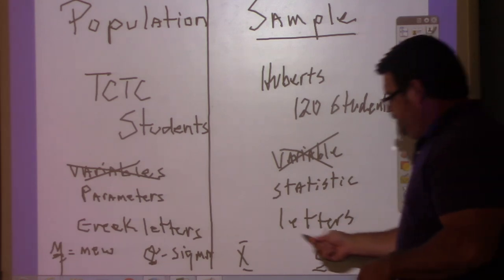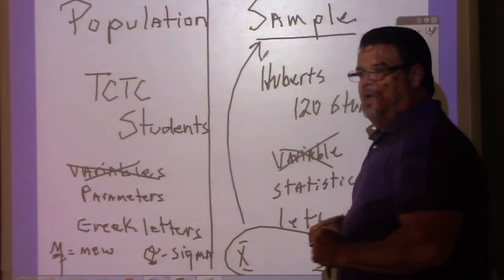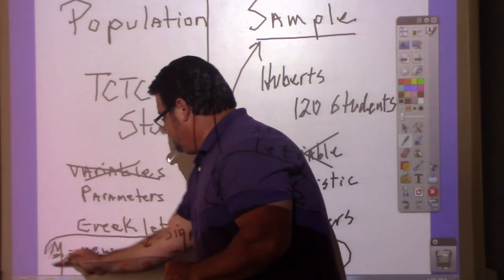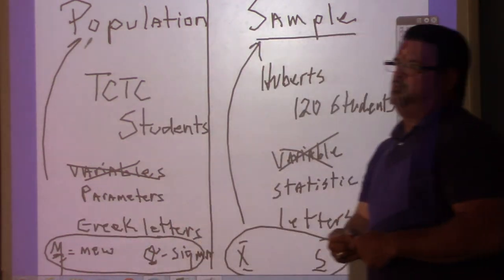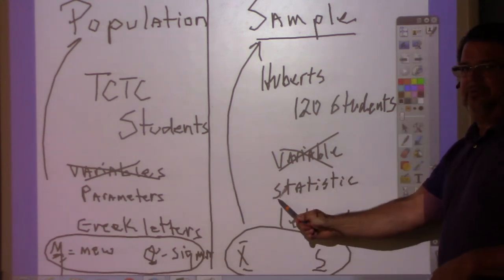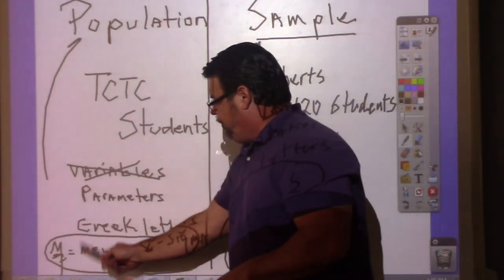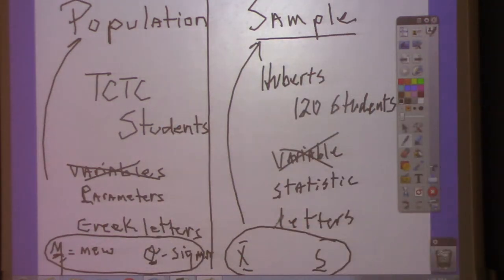So this gives you an idea that you're dealing with what? That. And this gives you an idea that you're dealing with that. And these two guys are called statistics with a little s. And these two guys are called what? Parameters. Parameter, population, sample, statistic. And that just gives context. Basically, that's all that does.